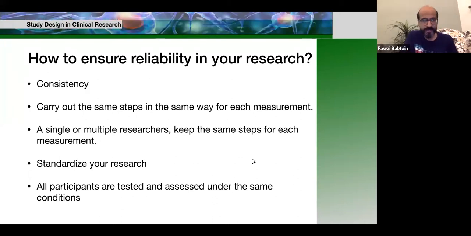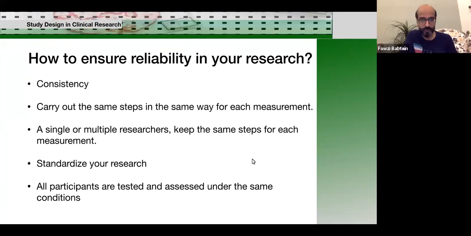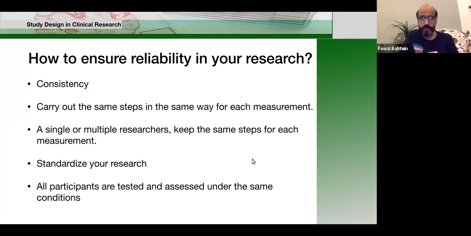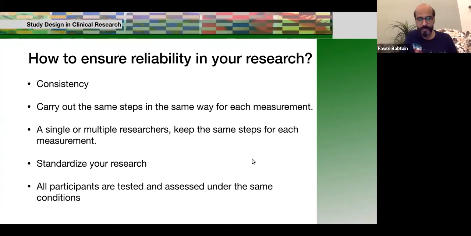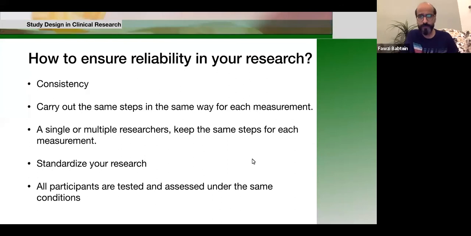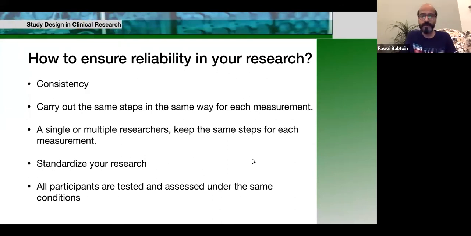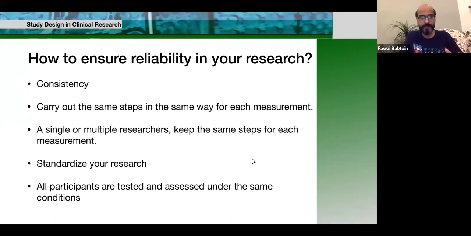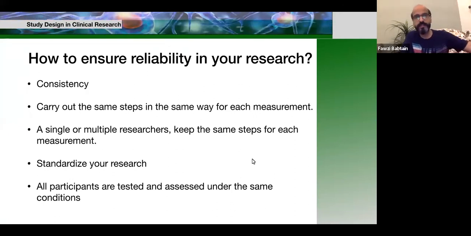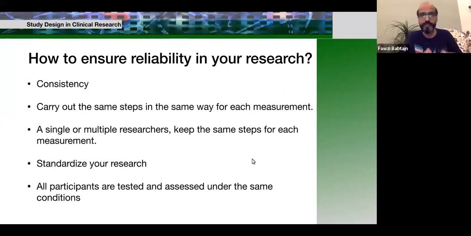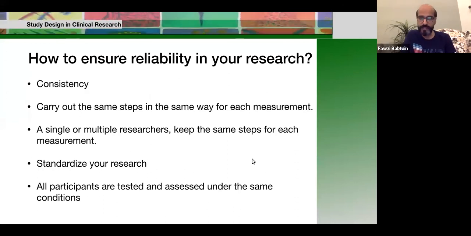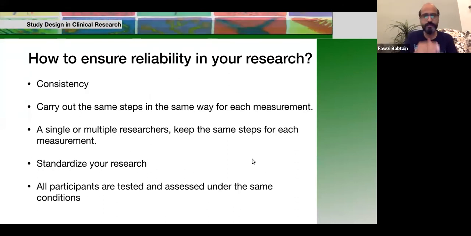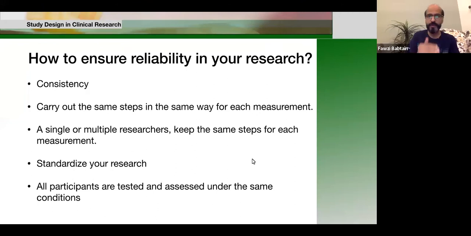Reliability, again, this really reflects the consistency of the tool that you're using. So how would you make sure it is a reliable test? It should be executed the same way in all participants at different levels of the test. For example, pre-intervention and post-intervention, you should use the same tool in the same way. Even if it is used by a single researcher or different researchers, it should be the same steps. And you go by the book.